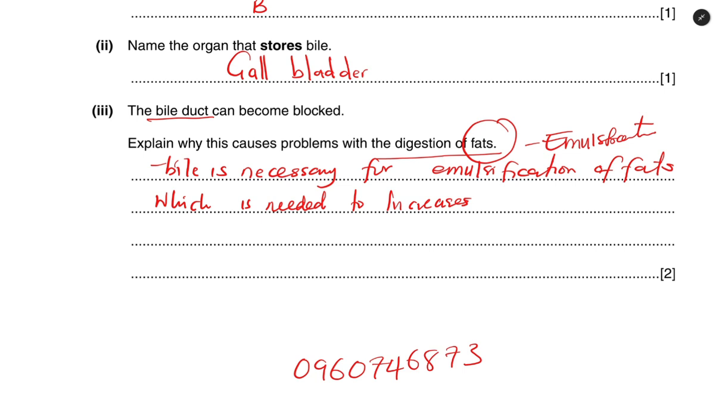Same thing here. When you break down large components or droplets of fats into smaller ones, the smaller ones have a larger surface area. Hence, the reaction is faster in the alimentary canal. You get the concept, isn't it? So emulsification of fats is needed to increase the surface area for the action of lipase.